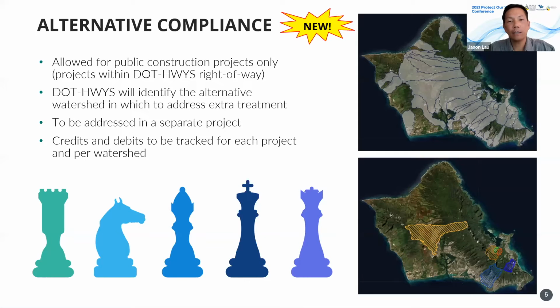So the first project that can't meet it is going to be relieved of providing any further post-construction BMP requirements. The reason for this is because to identify a new watershed and then to get topo surveys and do due diligence, it's going to take a while. So we definitely don't want to hold up that first project. It's going to be handled in a totally separate project. And then credits and debits will be tracked on a project basis as well as on a watershed basis.